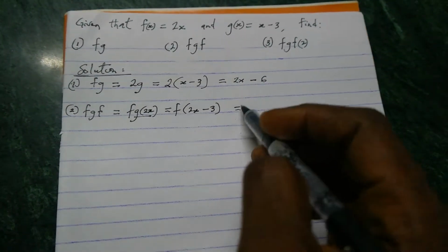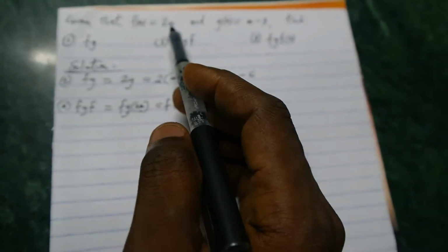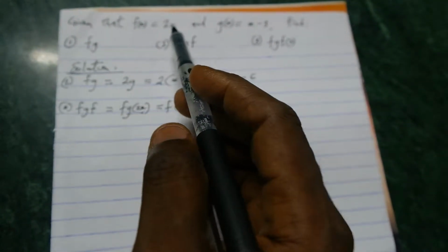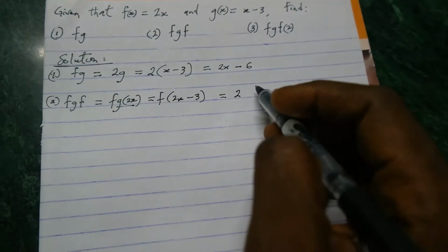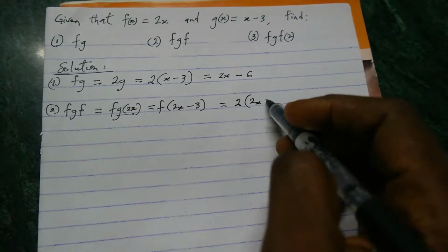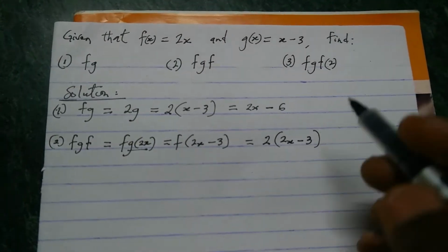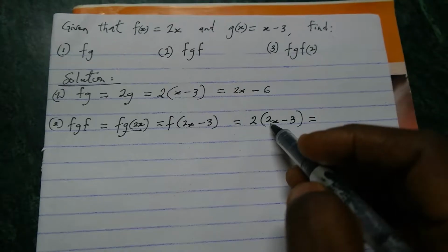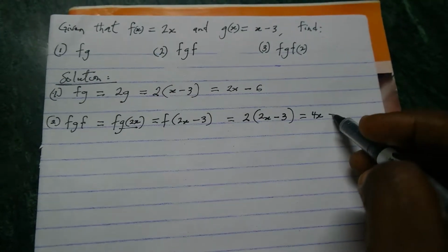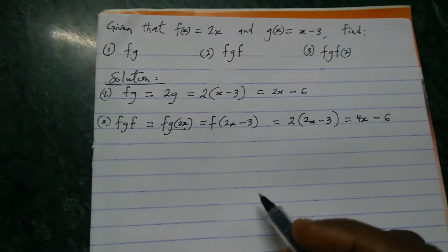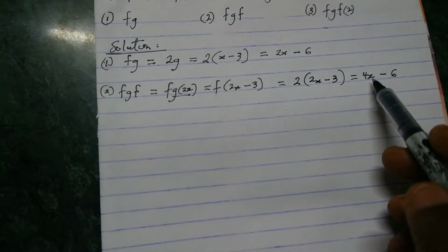So from here now we have function f left. F of x is 2x. So f of what we have in this bracket will be 2 times 2x minus 3. So you can open the brackets, 2 times 2x, so we have 4x, 2 times minus 3, so we have minus 6. So f of g of f, the answer is 4x minus 6.